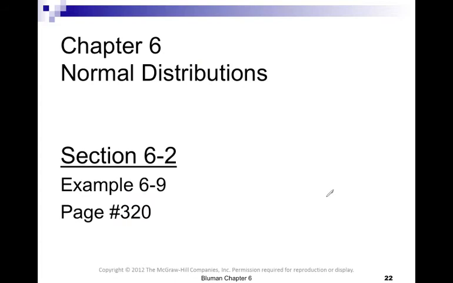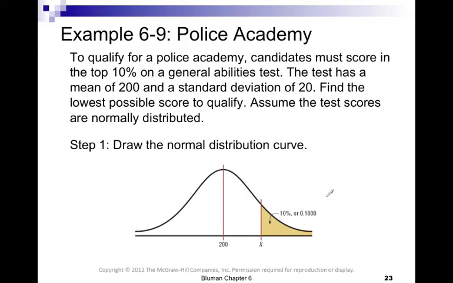Our next example, 6.9 on page 320. This is another twist on this type of problem. Now we know the percentage, and we have to find the z-score for that. To qualify for a police academy, candidates must score in the top 10% on a general abilities test. The test has a mean of 200, so we've got a curve here. We place the mean on it. The test has a standard deviation of 20, so there's our sigma right there. Find the lowest possible score.